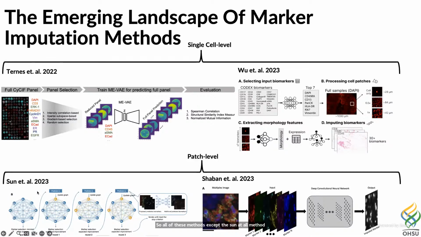And that is that the reduced panel is selected prior to and independent of marker imputation. That results in a potentially asymmetric pair of problems, where the identified reduced panel is not guaranteed to be the optimal panel for marker imputation. And additionally, all 4 methods suffer from the limitation that each trained model is only compatible with one reduced panel. So that limits out-of-the-box use cases.